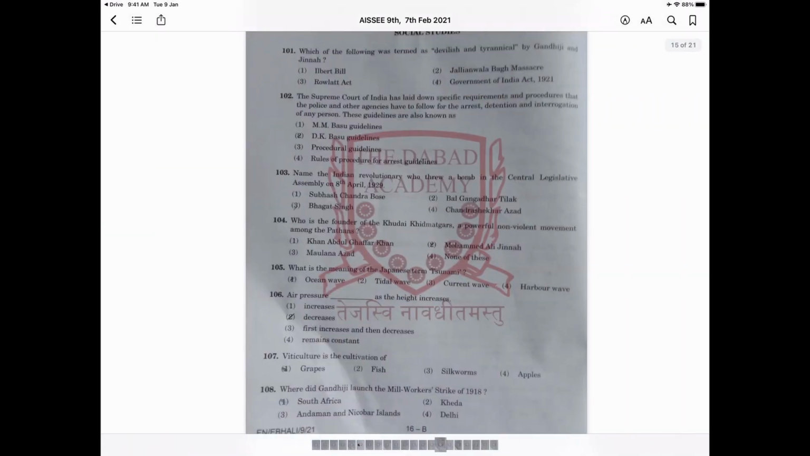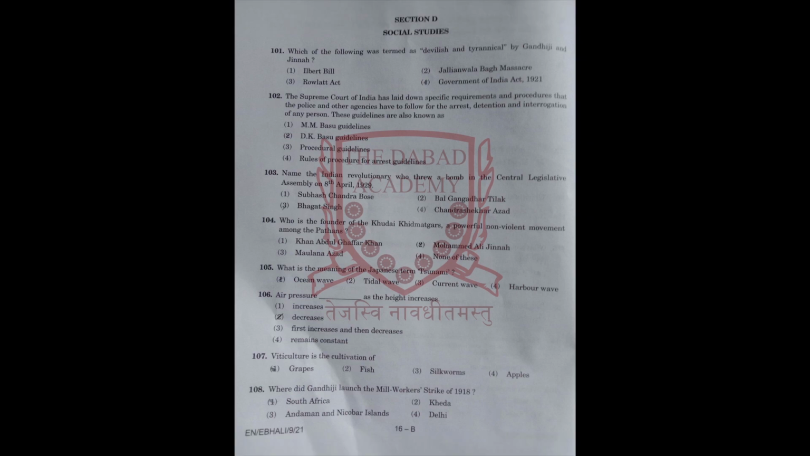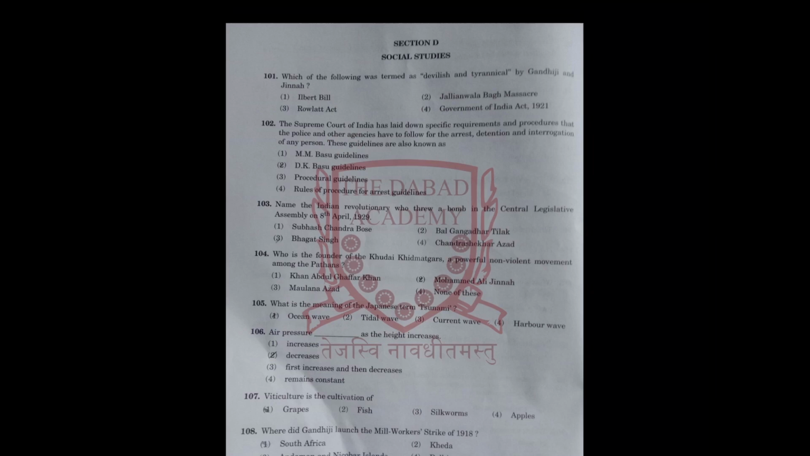Moving on to the next page. Now this marks the start of section D, which is social studies.